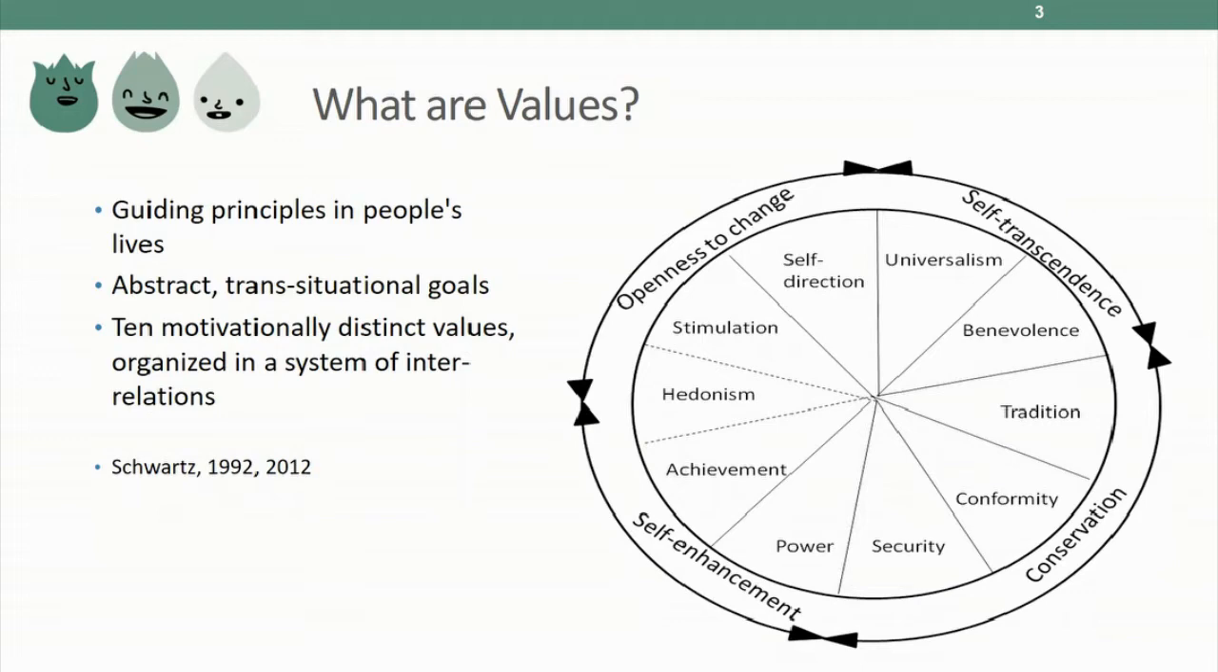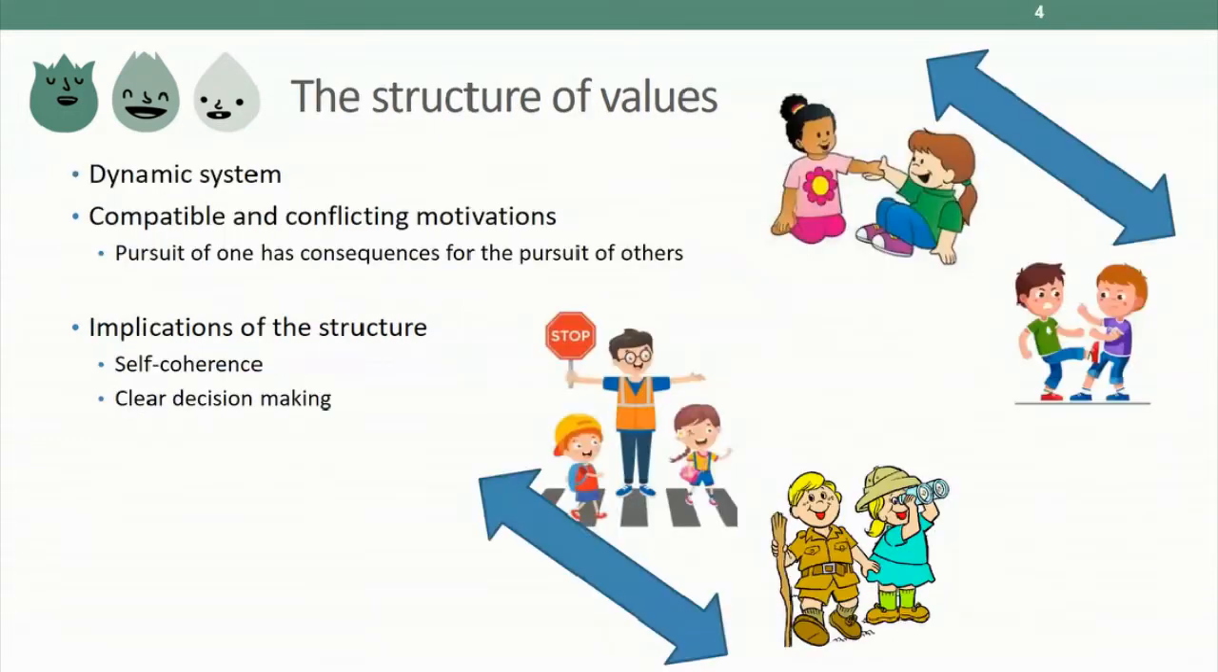And one very important aspect of the theory is the structure of values. So basically, values are not just a list. There's not a set list of values like a grocery list. There are values that are dynamically related. By dynamically related, I mean that there are associations between the values. So if you value one of the values, you are likely to also value similar values, and you're likely to value non-similar or conflicting values to a lower extent.